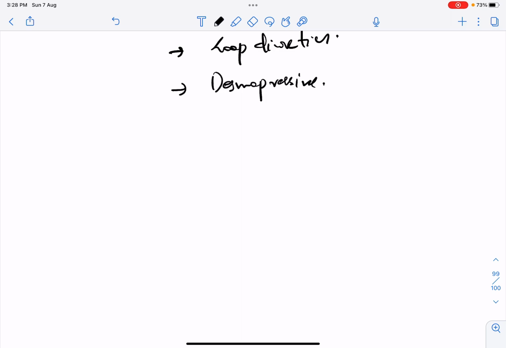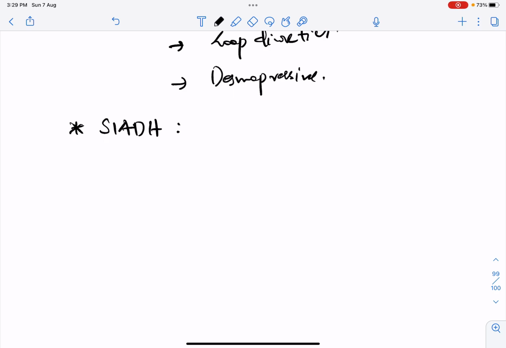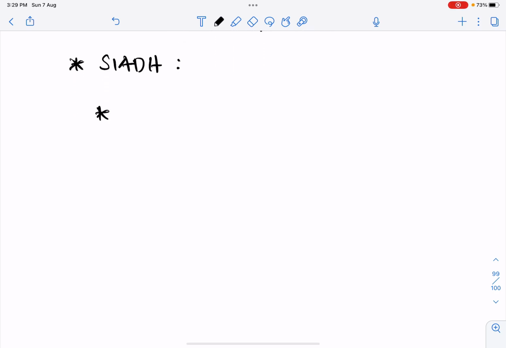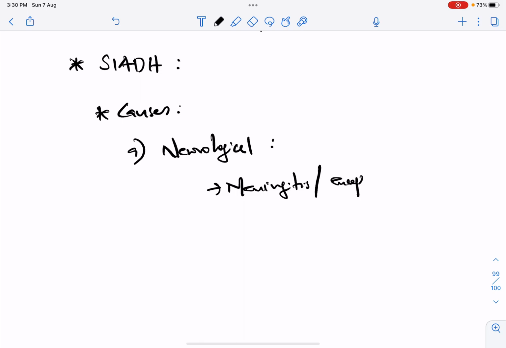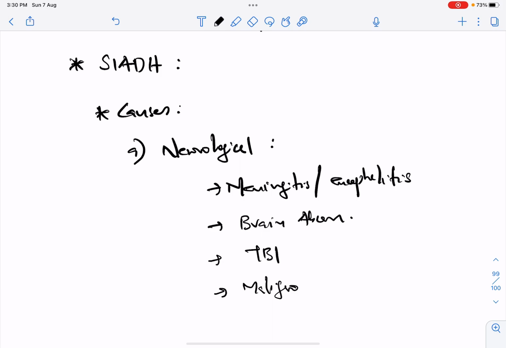Now our discussion on hyponatremia will not be complete without discussing SIAD, or syndrome of inappropriate ADH secretion. A few words about SIAD, just about the causes. Causes can be neurological, and the neurological causes include infections like meningitis or encephalitis, brain abscess, traumatic brain injury, and malignancy, primary or metastatic malignancy of the brain parenchyma.